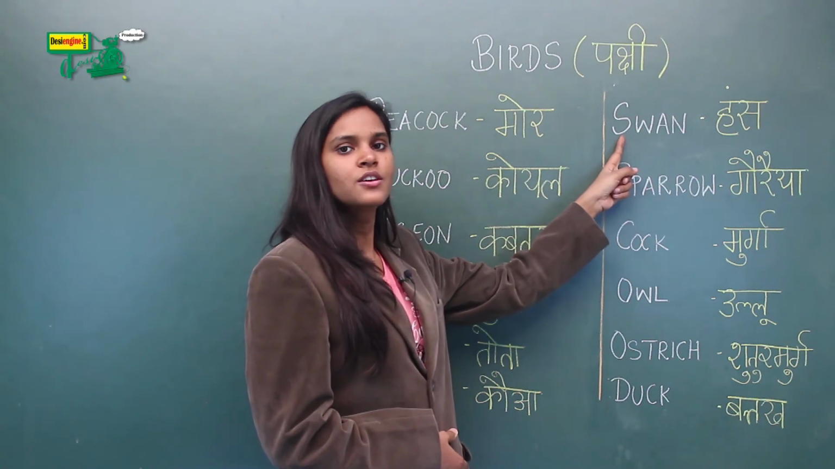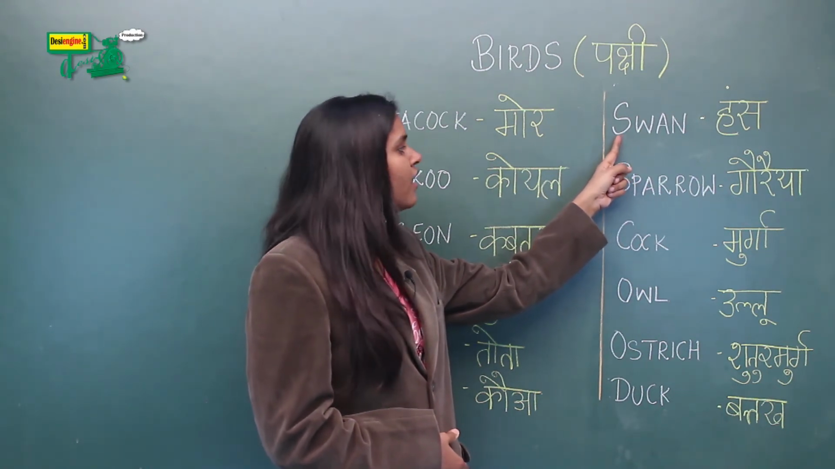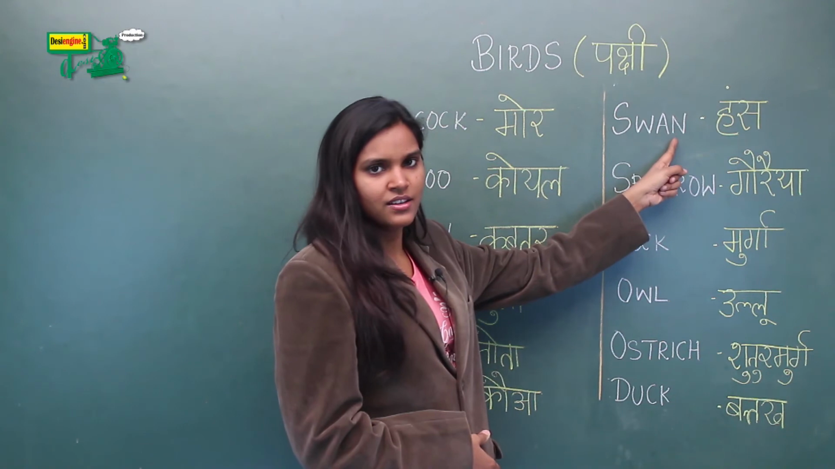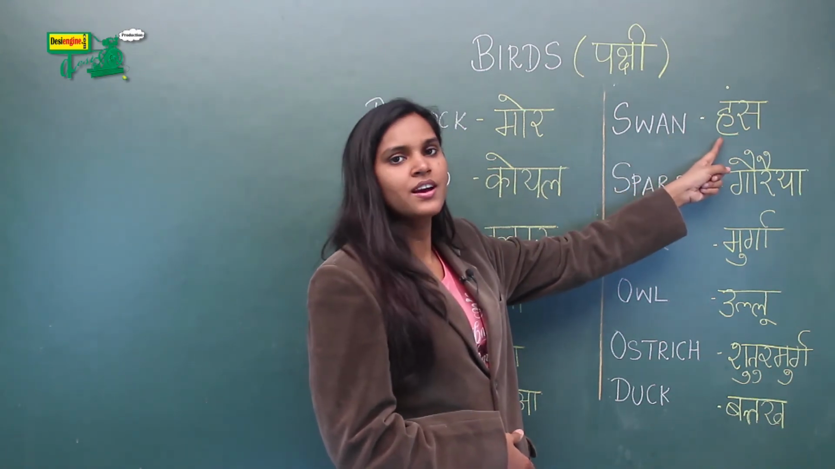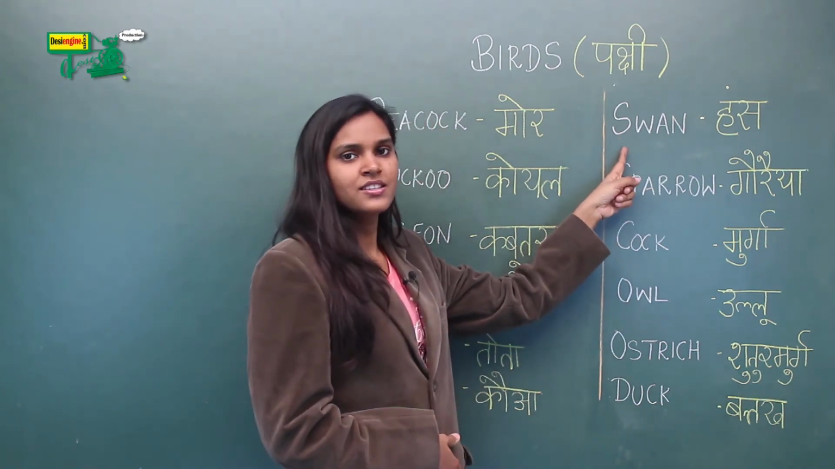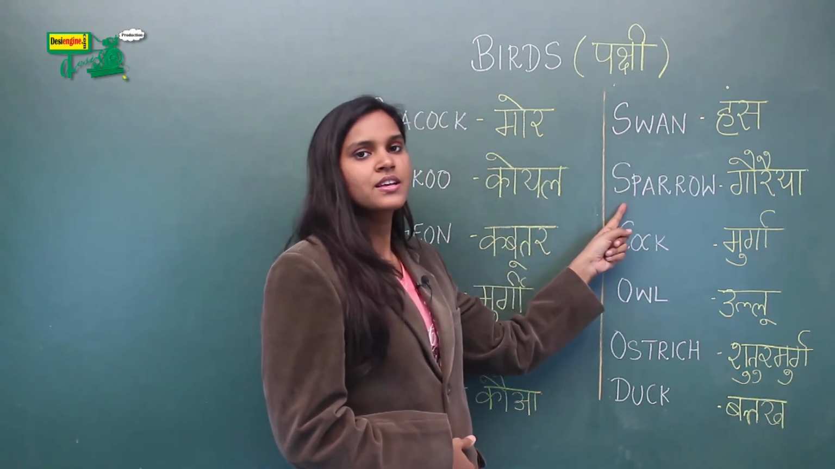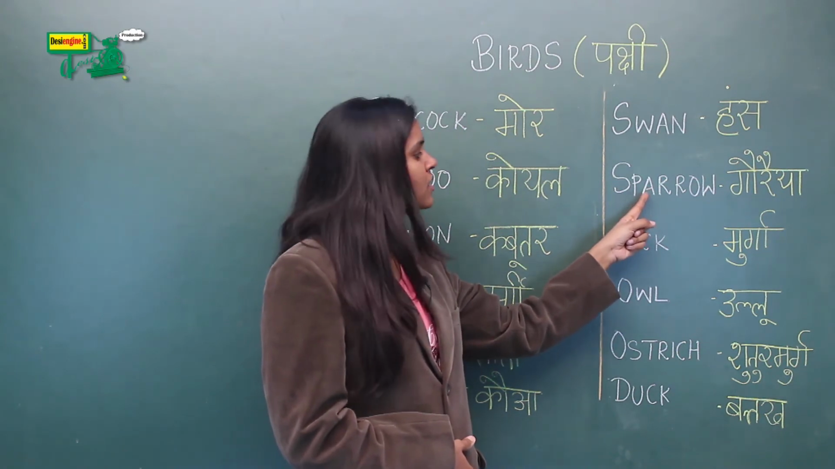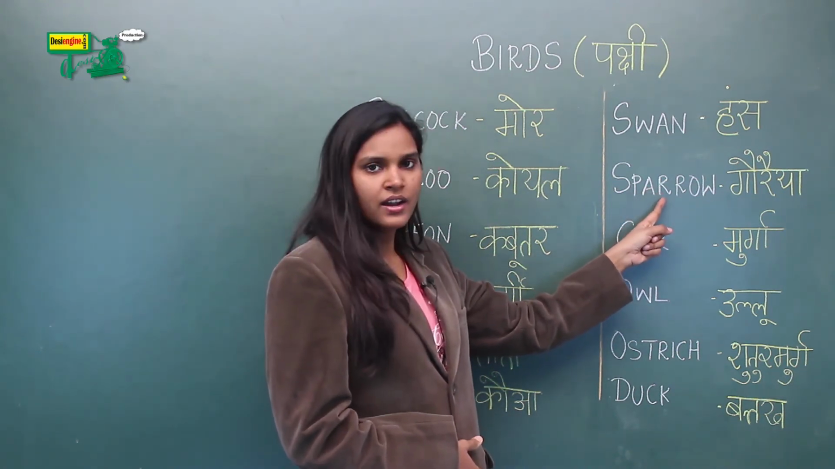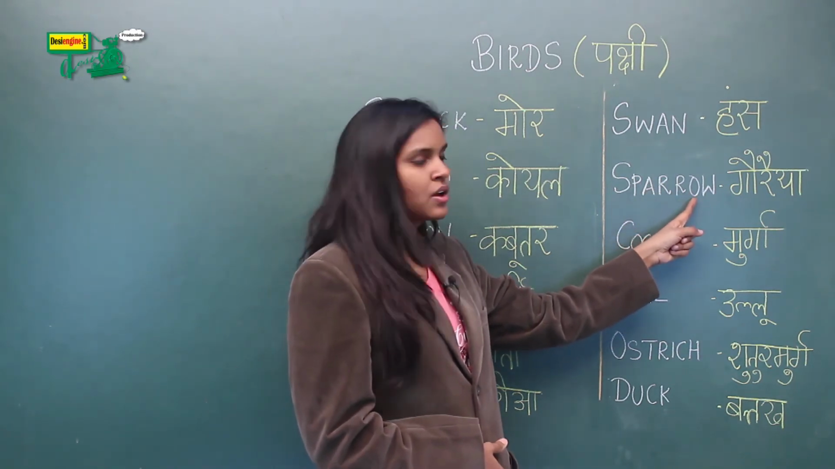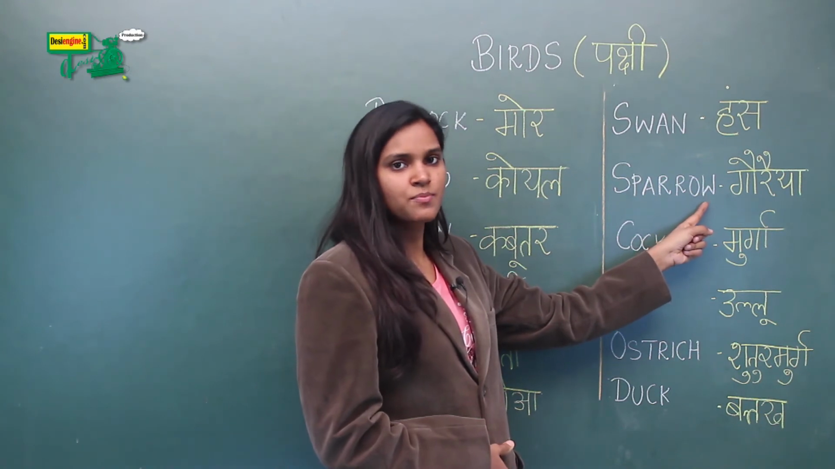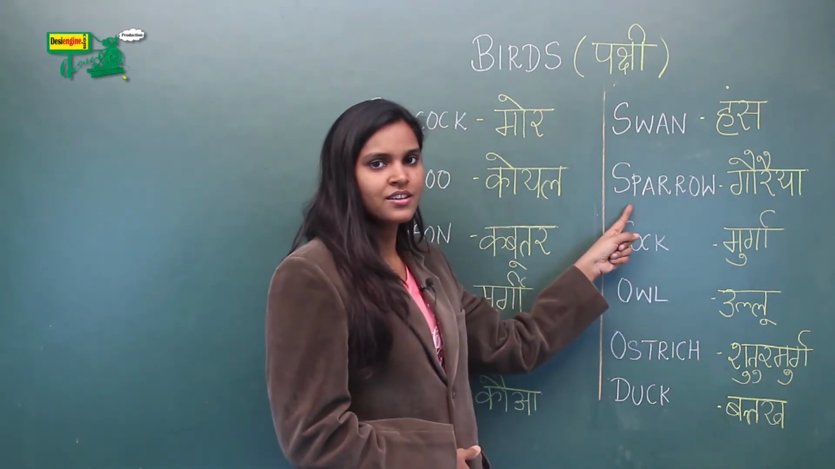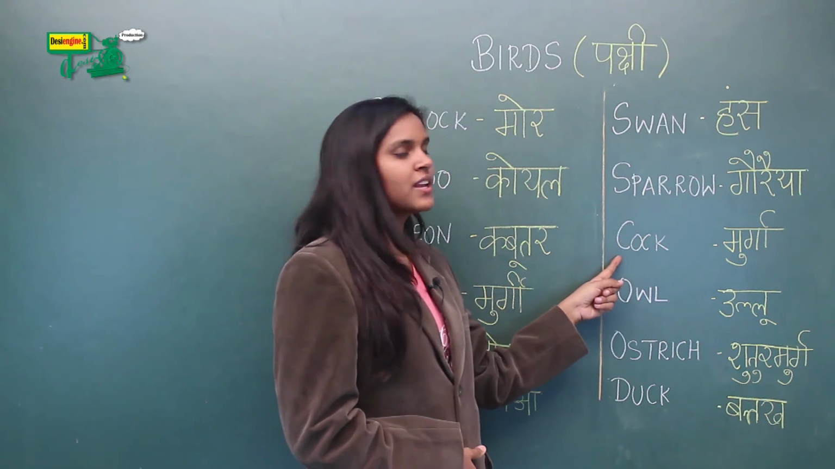The first one is swan and it is spelled as S W A N. Swan. इसका मतलब होता है हंस. Say it again. Swan. The next bird is sparrow and it is spelled as S P A R R O W. Sparrow. And it is goraya. Say it again. Sparrow. Let's come to the next bird.